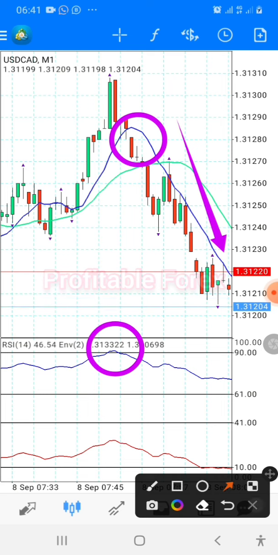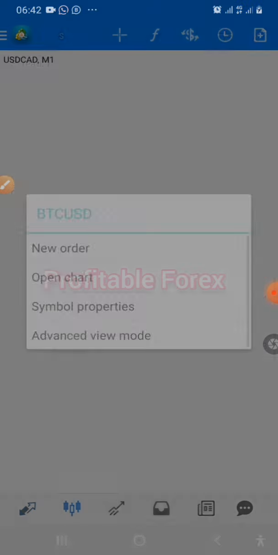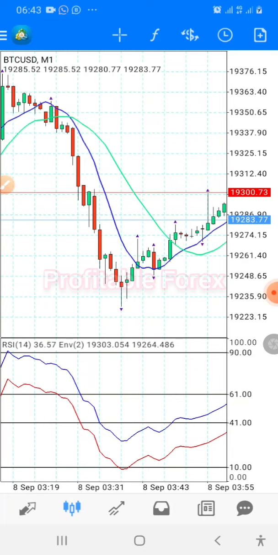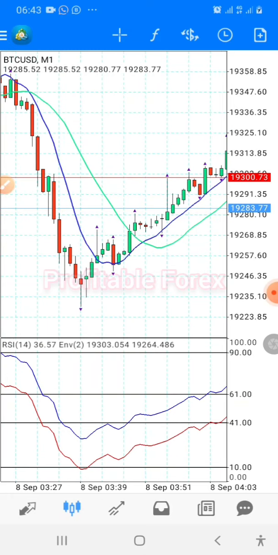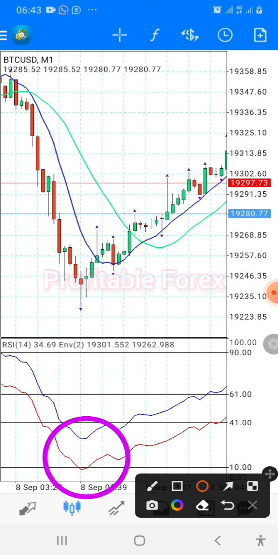Okay, let's check out other currency pairs. You can even use it for crypto trading. Let's check out BTC USD. Look at another short signal over here. Can you see that? The condition was met. This is BTC USD, guys, and you can see that it is a bullish trend.